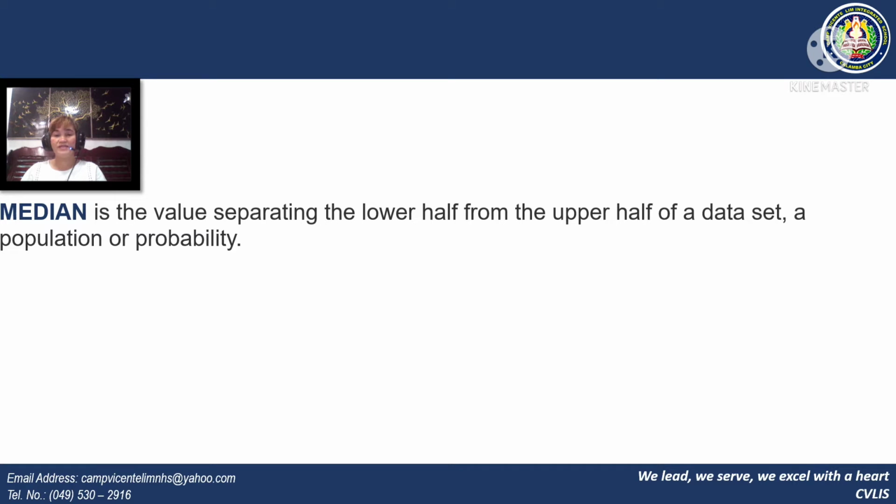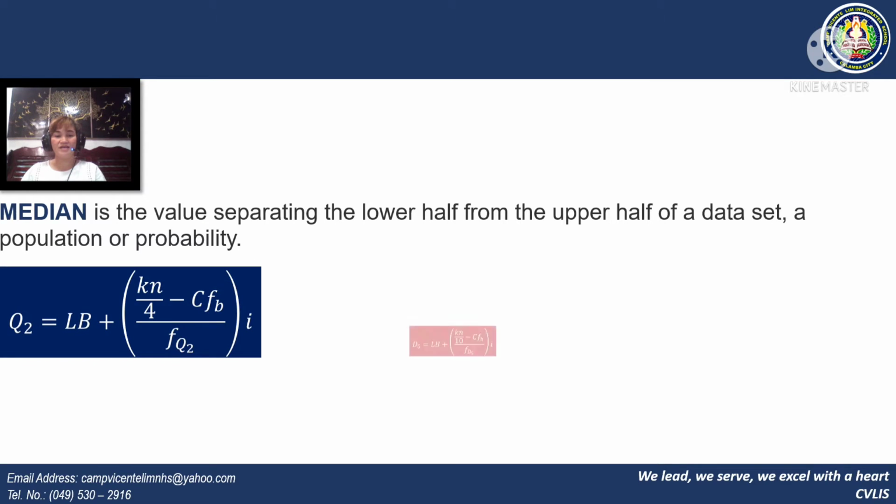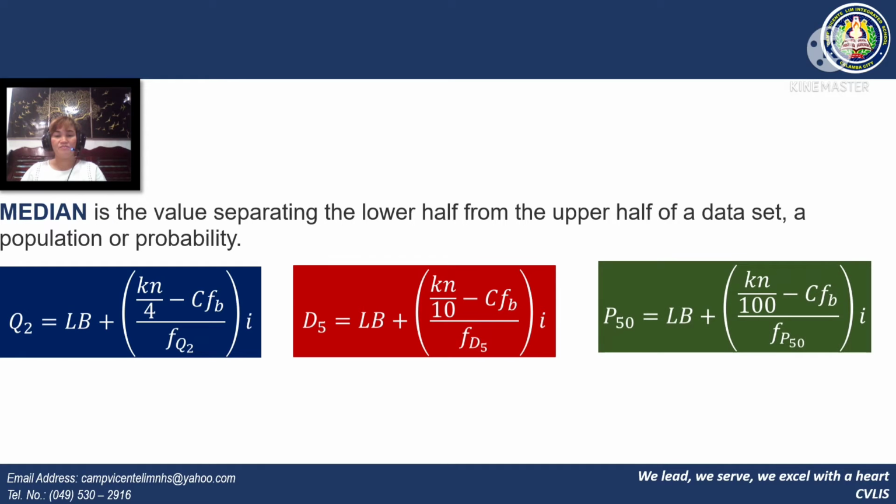Median is the value separating the lower half from the upper half of a data set or a population or even the probability. So the way we compute the median of a data set is also the same as how we compute for the second quartile, 5th decile, or 50th percentile of the group data.